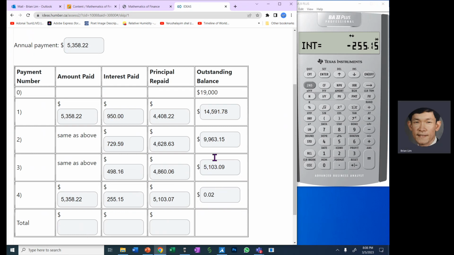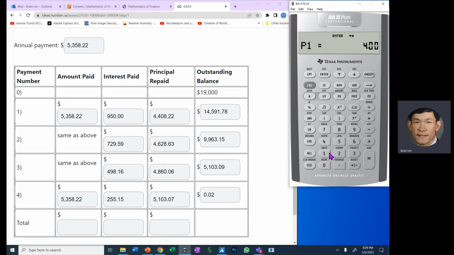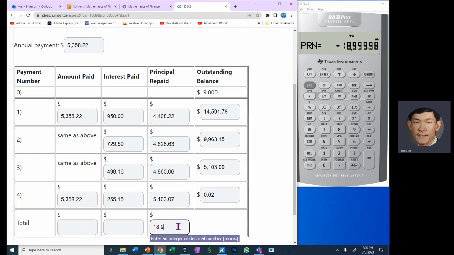All right, so now we need the total. And how do we get the total? Well, we put P1 as 1 and P2 as 4, right? P1 is 1, P2 is 4. And we get the balance, so we will have a 0.02, which is what is showing there. Now, the principal repaid, as you can see, is $18,999.98. This number is 2 cents off of this balance here, right? That is why that is happening. The interest is $2,432.90. And this amount here should be what? Well, it should be this number times 4, right?